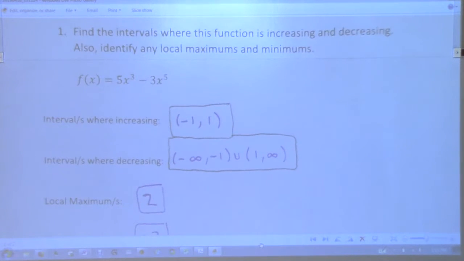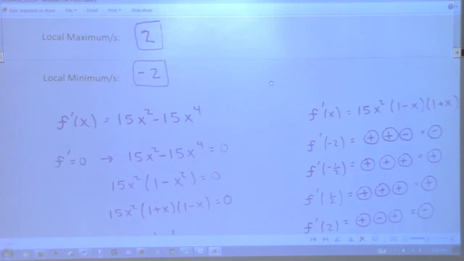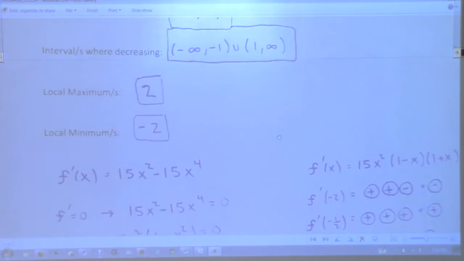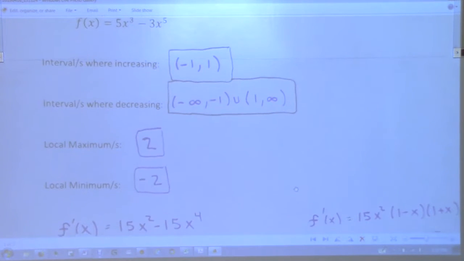So there's the original function, 5x cubed minus 3x to the 5th power. Did I write it down wrong? Oh, shoot, I wrote it down wrong? No, I didn't. Okay. I'm not going to be able to show them both, barely.